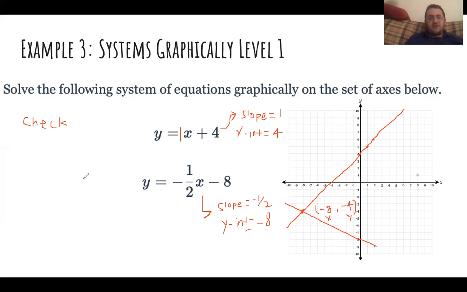So actually, why don't we just do that real quick? So I have -4. And I want to see, does that equal -8 plus 4? And it does. So we're 1 for 2 so far.